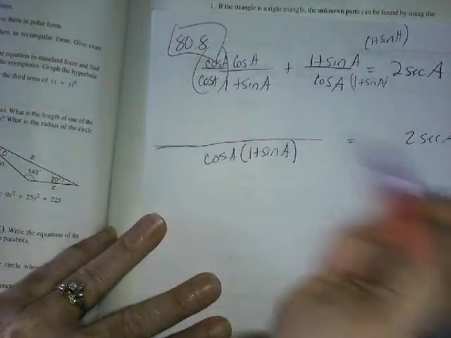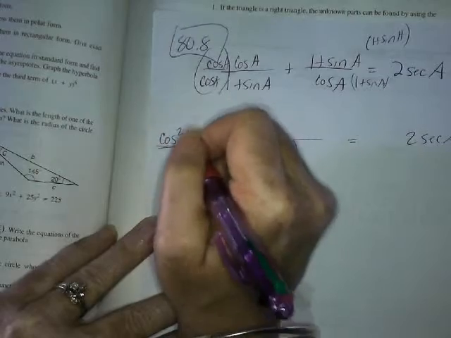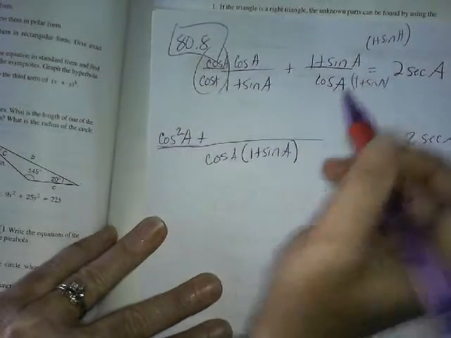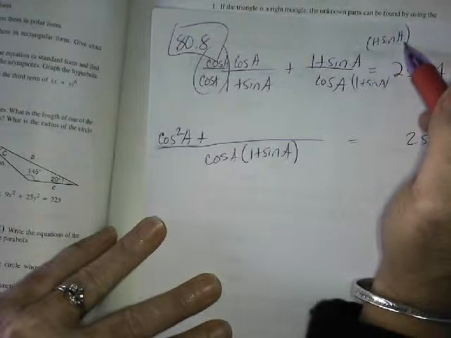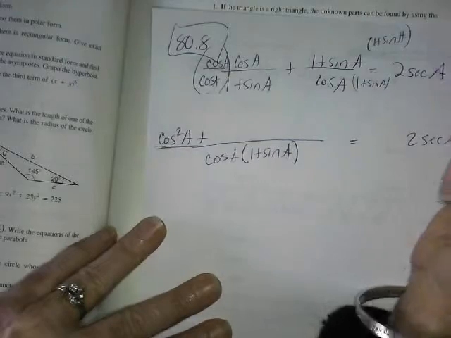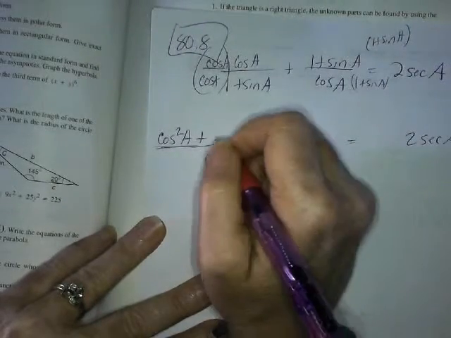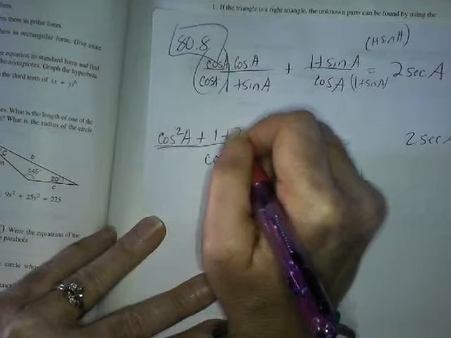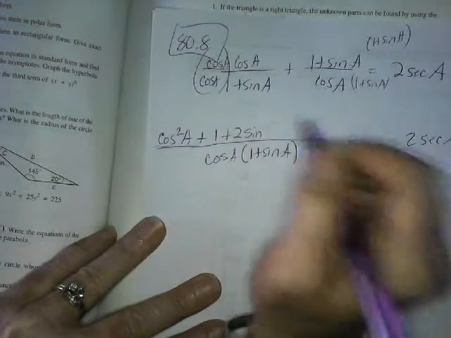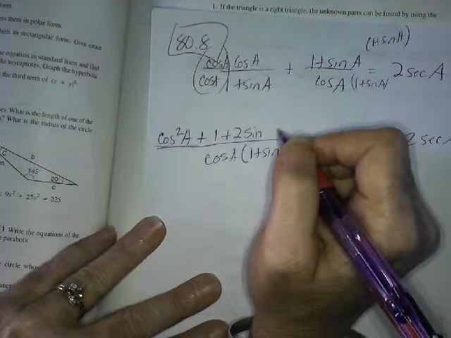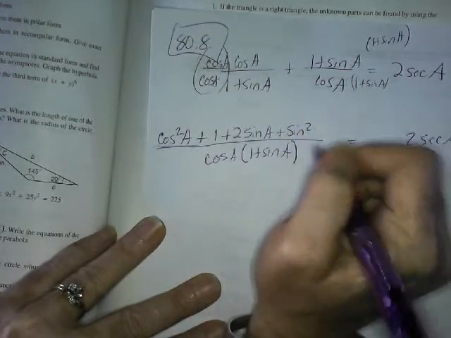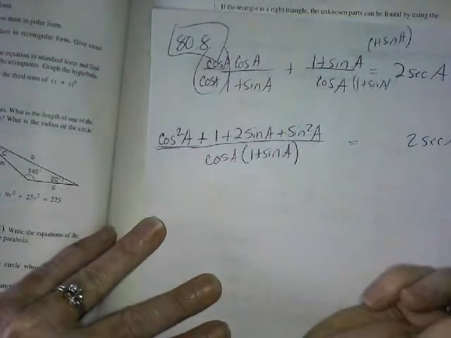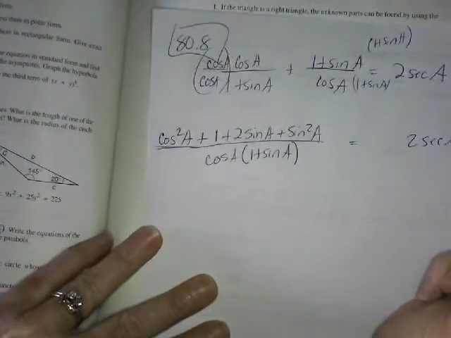Okay, so this gives me cosine squared A. I'll make some more room. And then this is just something squared. It's like 1 plus sine A times 1 plus sine A. So I can square those in my head using the squaring pattern. It's going to be 1 squared plus 2 times sine A plus sine squared A. If you FOIL that out, you should get this part right here. And that's equal to 2 secant A.